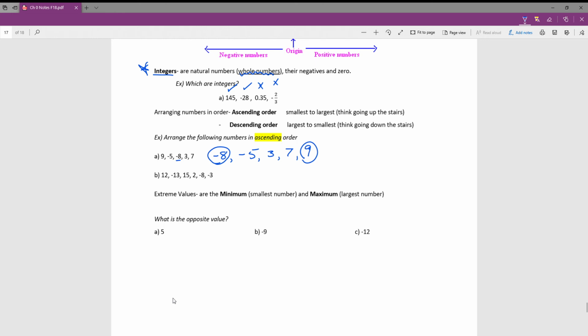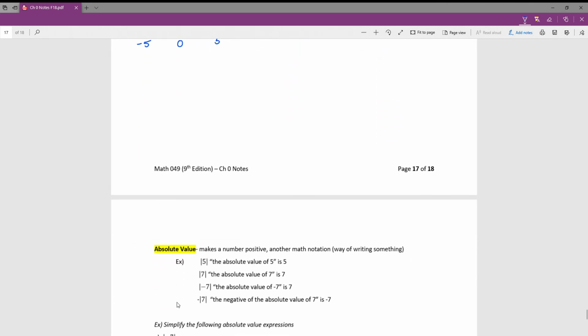What this does build to is what's on the back side of this page, absolute value. In order to build up to absolute value, we're going to talk about opposite value. On the number line, 5 would be over here, and the opposite value would be -5. So that would be my answer. The opposite value of -9 is +9. So we're just flipping the sign on these ones, right? No big deal. But that builds into this idea of absolute value.